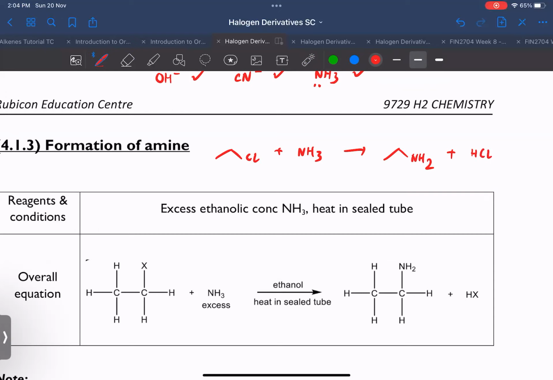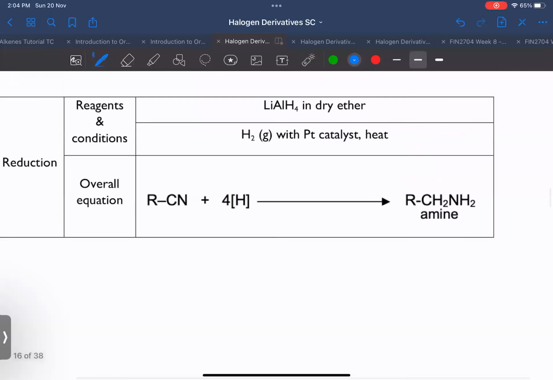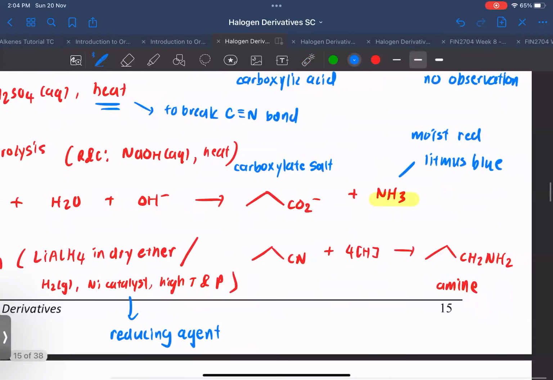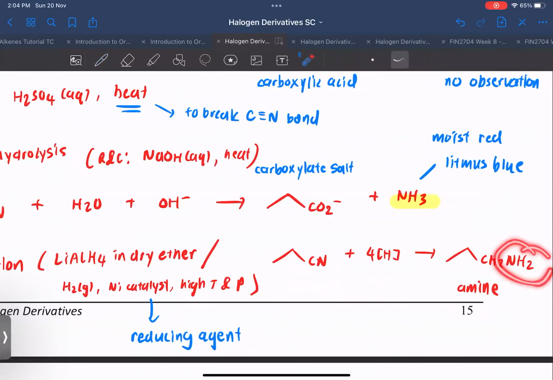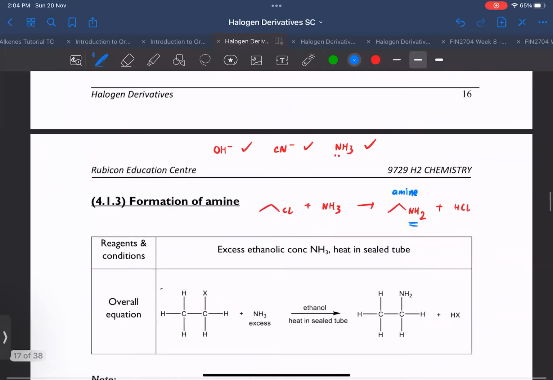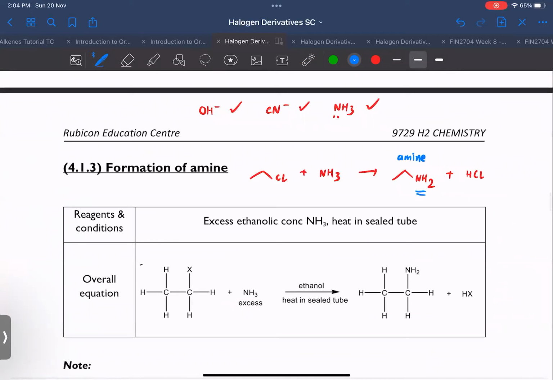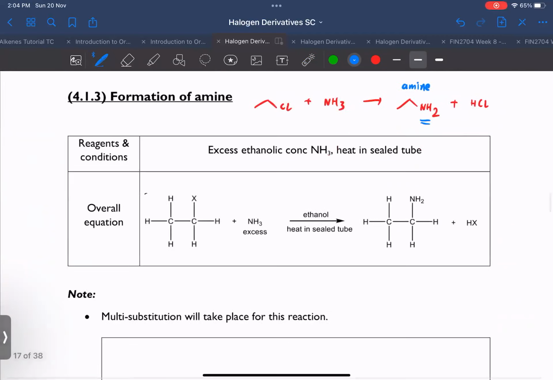Okay, so this right here, anything with an NH2 is known as an amine. It's what we saw just now also. Just now here, we have turned it into an amine because it has an NH2. Now, because we never really learned amines before, I need you all to follow this very closely as I go over the next portion.